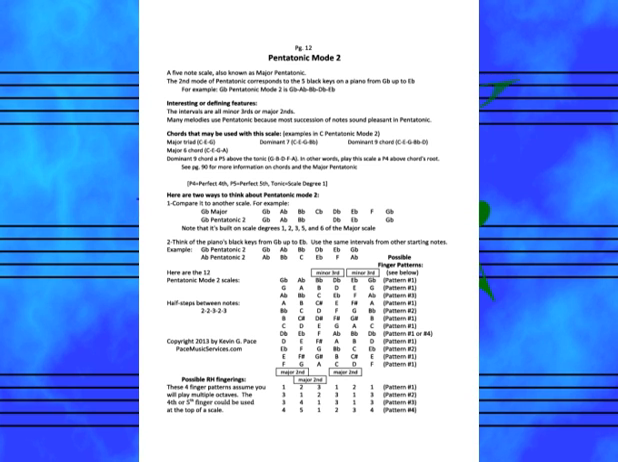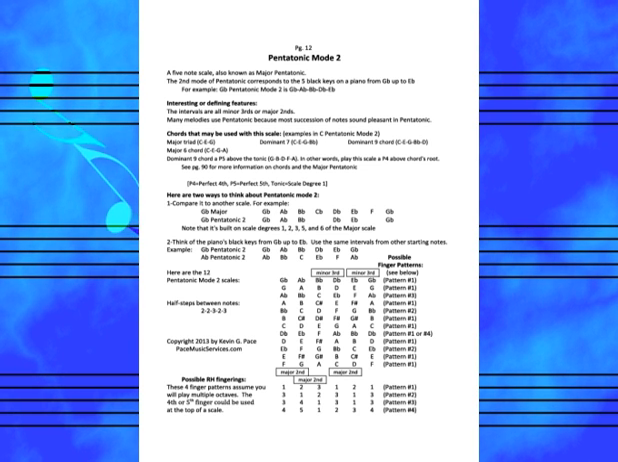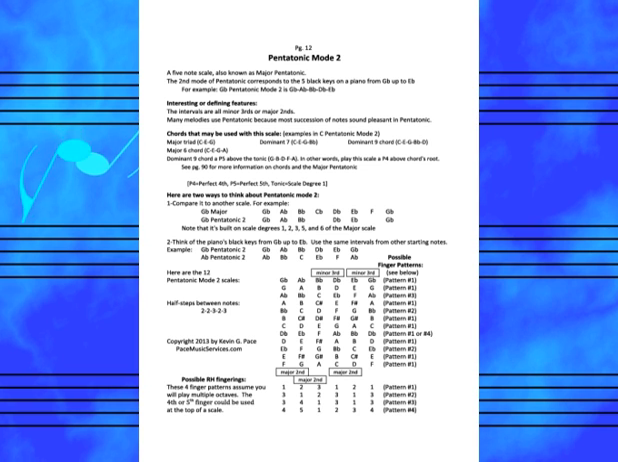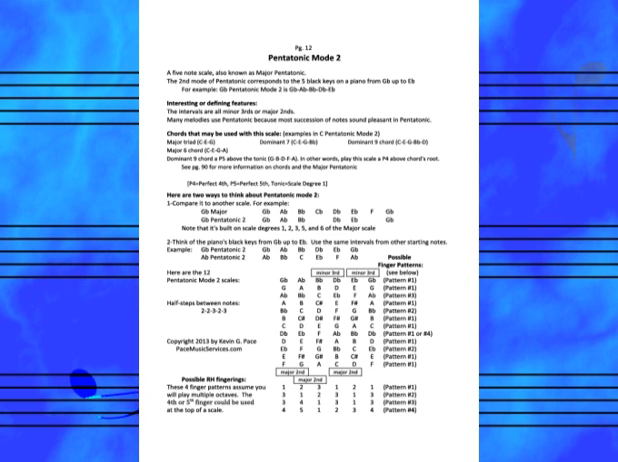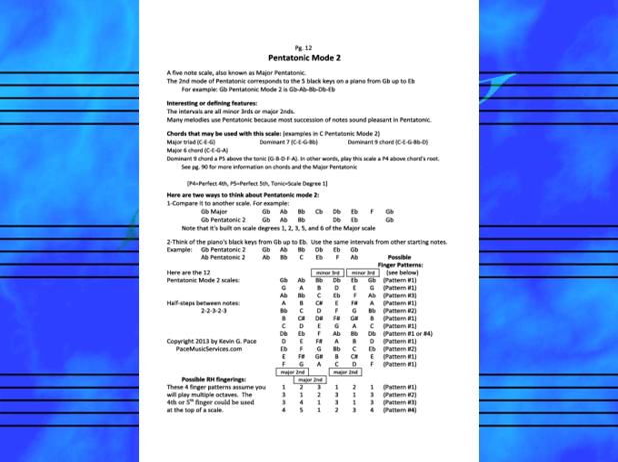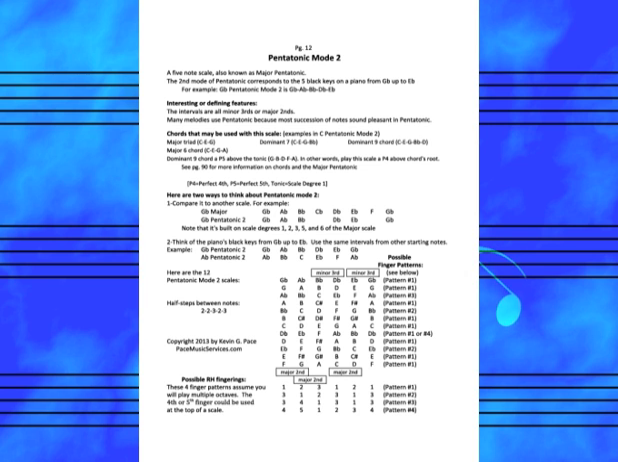Here are two ways to think about the major pentatonic scale. 1. Compare it to another scale. For example, the major pentatonic scale is built on scale degrees 1, 2, 3, 5, and 6 of the major scale. 2. Think of the piano's black keys from G flat up to E flat. Now use the same intervals, or number of half steps, starting on any other note. For example, the half steps between the notes of the major pentatonic are 2, 2, 3, 2, 3.